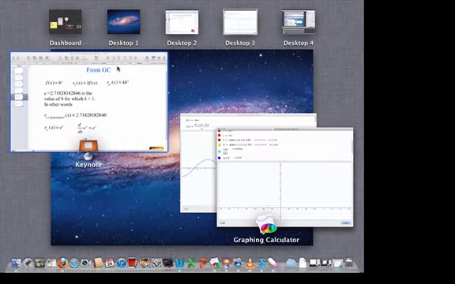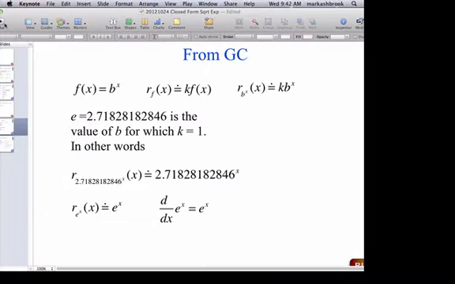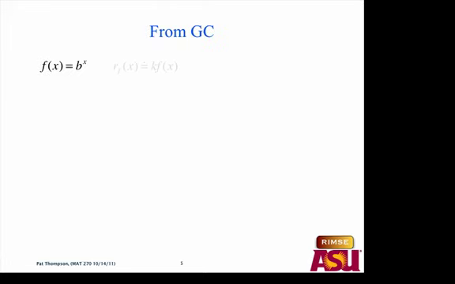So let's go back to our sheet here. Push play. Okay, so this is what we found, that the rate of change for an exponential function is some constant times the original function. And I told you that constant is the ln of b, the base.